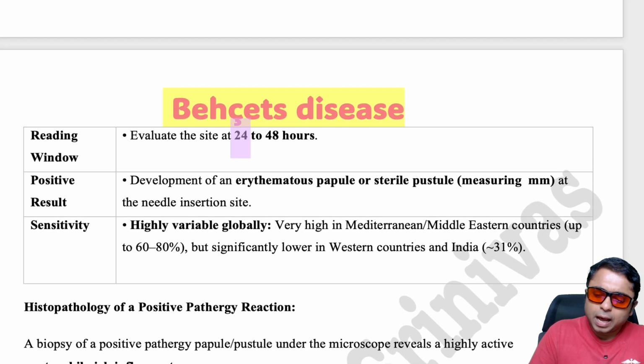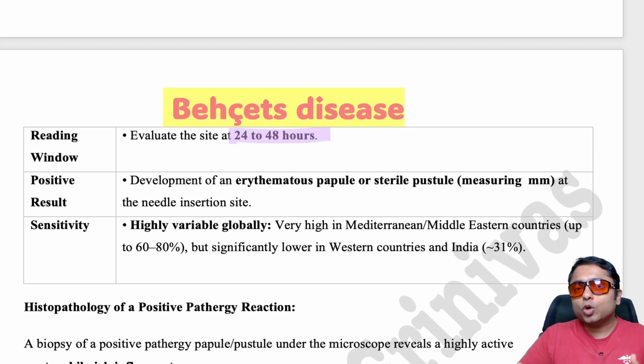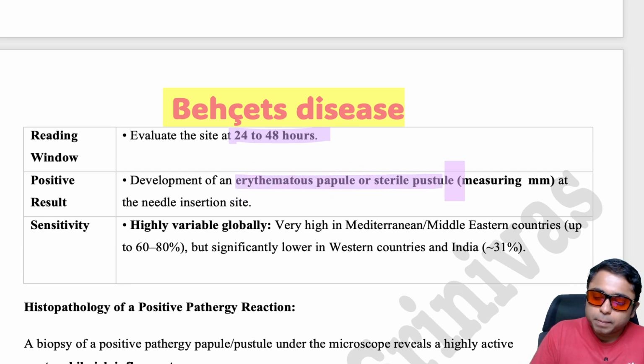Then we have to call the patient back after 1 or 2 days, and observe the site of the prick. If an erythematous papule or a sterile pustule has formed, then we are going to call it a positive pathergy test. And what is the significance of this test being positive? Remember, it is highly variable globally. The test results are going to be very variable depending upon the area globally.